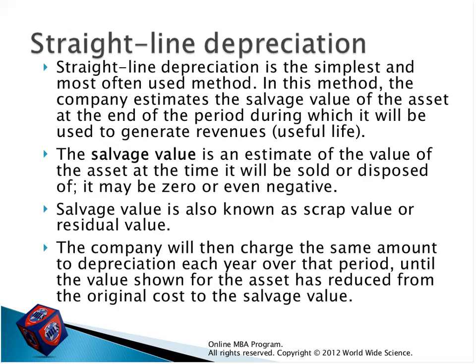Sometimes a company uses a combination of 2 or 3 depreciation methods. It depends on the company and the nature of the business. The simplest and most used method is the straight line method. In this method, the company estimates the salvage value of the asset at the end of the period during which it will be used to generate revenues, or useful life.